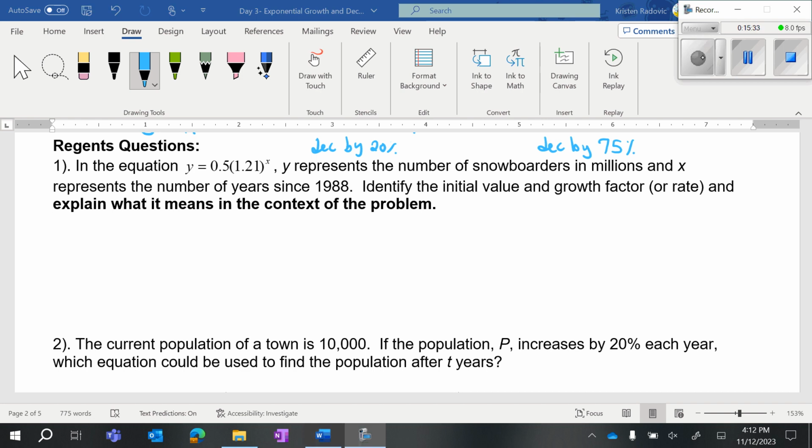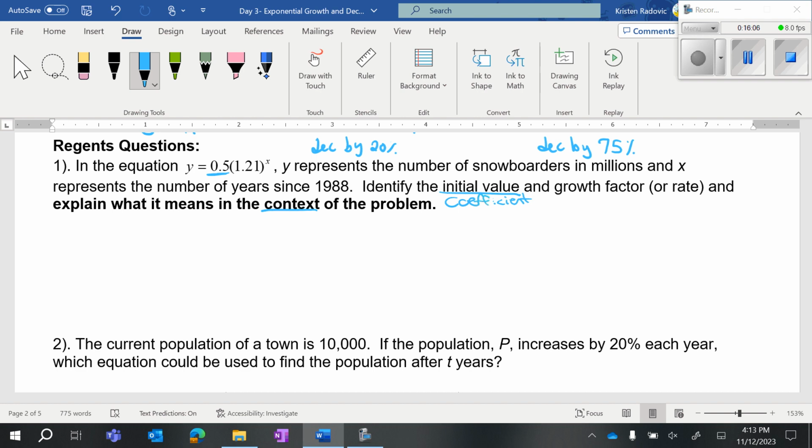Okay, we have that the initial value is your coefficient. Now, your coefficient is 0.5. We're talking about the context of the problem, so you have to mention what's actually happening. So you have to be specific. You can't just say the initial value is 0.5. That's not talking about the snowboarders. We're talking about how many snowboarders we have to begin with.